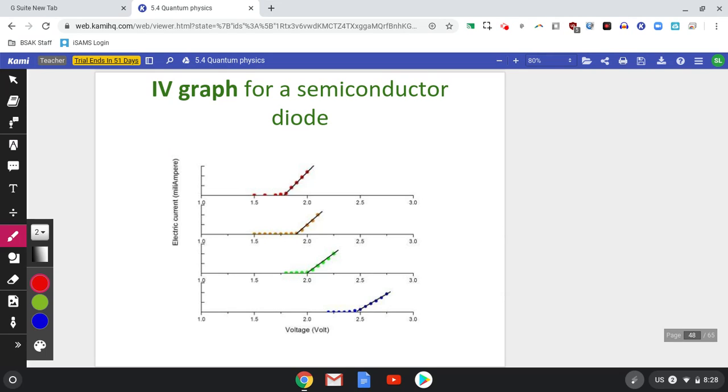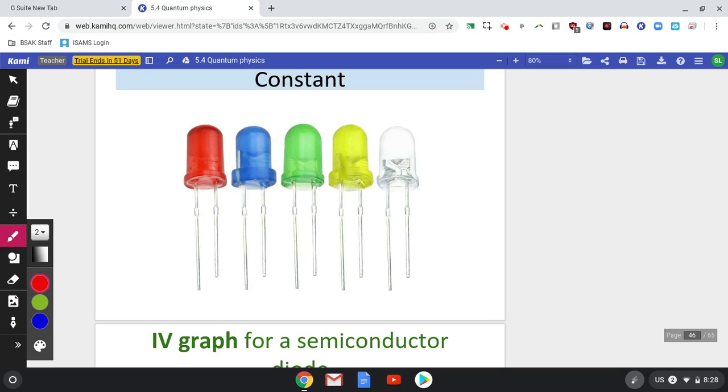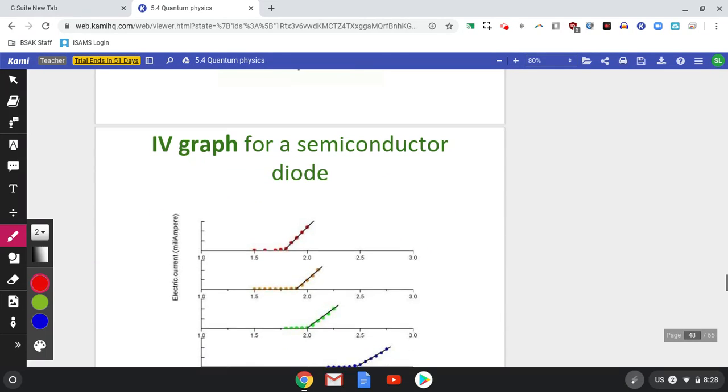Now, the interesting thing is that the threshold voltage for different coloured diodes is a different value. The value at which the diode starts conducting depends on the colour of light, or the wavelength or frequency of light. Don't forget, semiconductor diodes are monochromatic. That means they give out one colour, one frequency of light, pretty much like a laser. So all different colours, like here we've got red, blue, green, yellow, and I think another yellow colour as well, are going to be monochromatic, giving out one frequency of light.